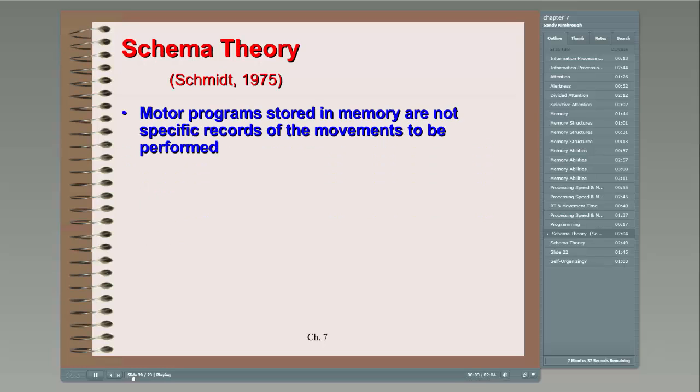One of the most well-known and traditional theories related to memory, specifically motor programs, is what's known as schema theory, formulated by Dick Smith around 1975. The idea of schema theory is that we have motor programs stored in our memory, and that these motor programs are not specific records of the movements to be performed. In other words, every time we do a movement, it's a little bit different.